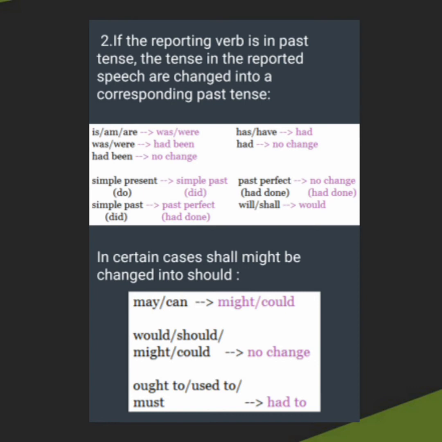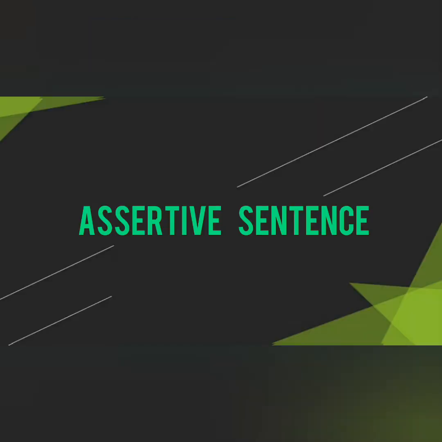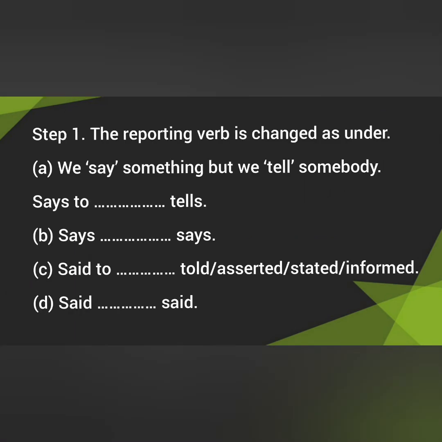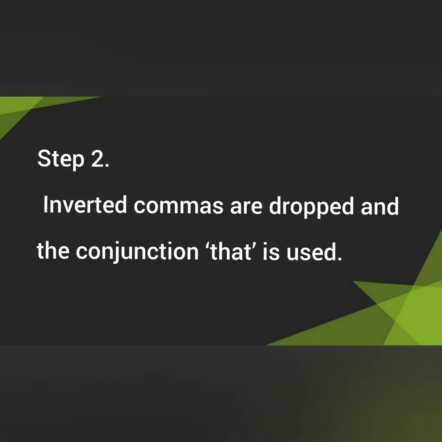Now let's see the changes from direct to indirect one by one. First is the assertive sentence. If you find the sentence is an assertive sentence, the reporting verb is changed as under. We say something, but we tell somebody. Says to must be changed into tells. Says remains says. Said to becomes told. Said remains said. Second, inverted commas are dropped and the conjunction that should be used.